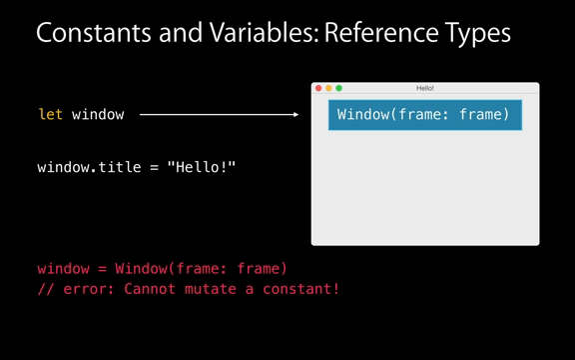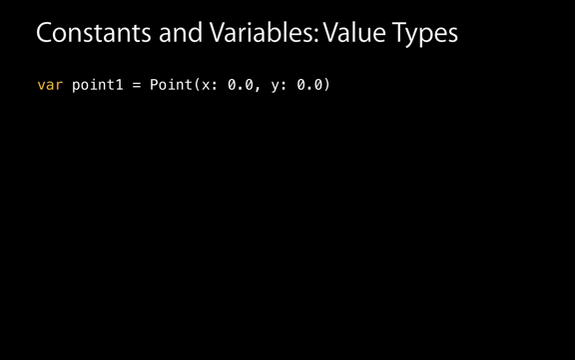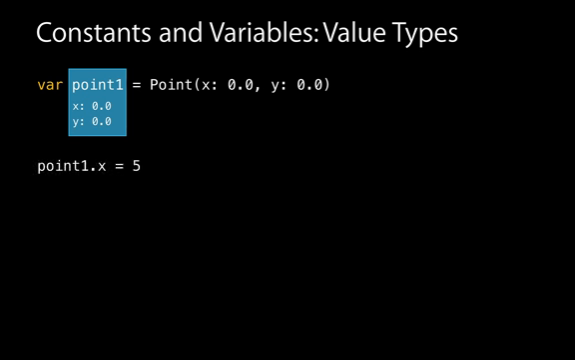What about value types? Let's start with a variable. I'm going to create a variable point. And for a value type, try to think of it as a big value in and of itself. The whole thing is a value. So a point is an x and a y coordinate. So this point1 has an x and a y in there. If I change my point1.x, that's going to update that value and set it to 5. And that's fine. It's a variable.